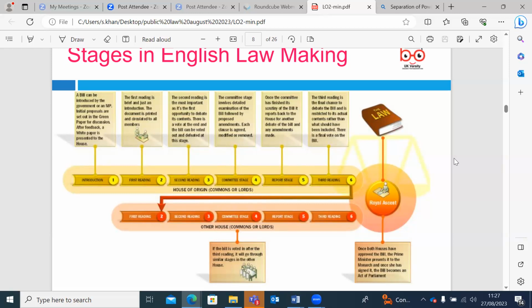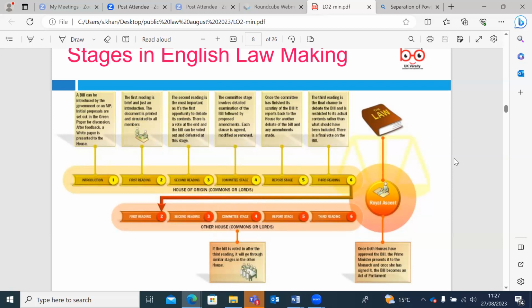This is the detailed debate on the bill and, as we mentioned, it is debated and amended. MPs then vote whether the bill should proceed or not. And then the whip system is mainly used at this stage to get members to support their political party, which may always cause the majority, the current government, to win. Then we've got the committee stage, and it involves detailed examination of the bill, followed by proposed amendments, and each clause is agreed, modified or removed.